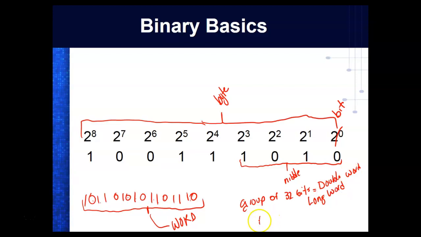And then we have a group of 64. In computers, we call this a quad word. In PLCs, they call this a double long word.